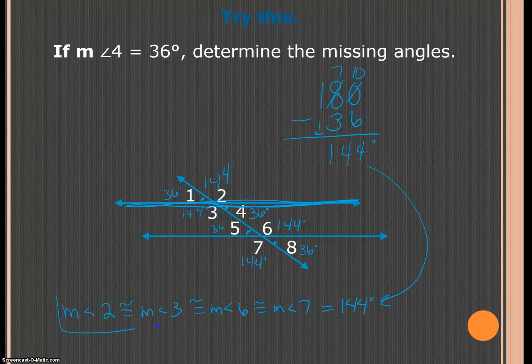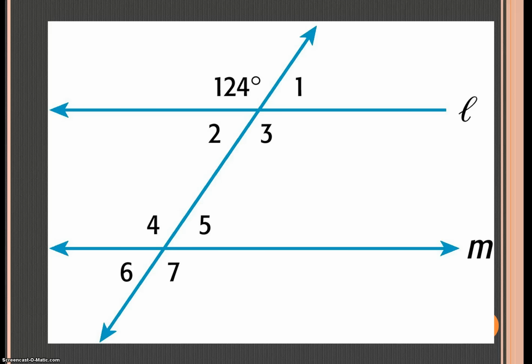And this is called a congruence statement. In this example, line L and line M are called parallel lines, and they're cut by a transversal. Usually the transversal will have a name on it, but you can just make up any letter. Let's say it's transversal T. If in transversal T this angle is given to you as 124 degrees, that means it's an obtuse angle. That means all the obtuse angles are going to be 124 degrees.